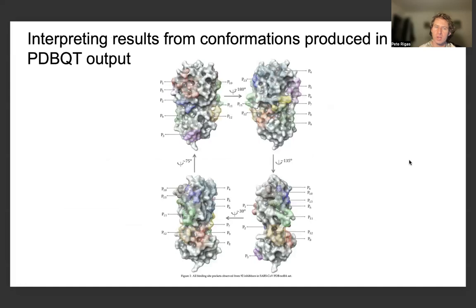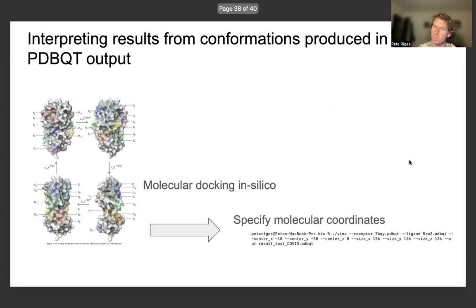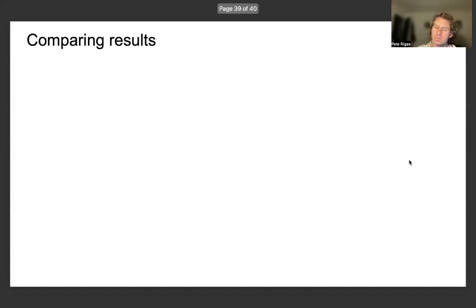And what we've been wanting to do is form a comparative analysis for interpreting results from conformations that are produced in the PDBQT output. And then what we want to do with this molecular docking in silico is specify the molecular coordinates for determining if there would be any point of comparison with the deep learning framework.